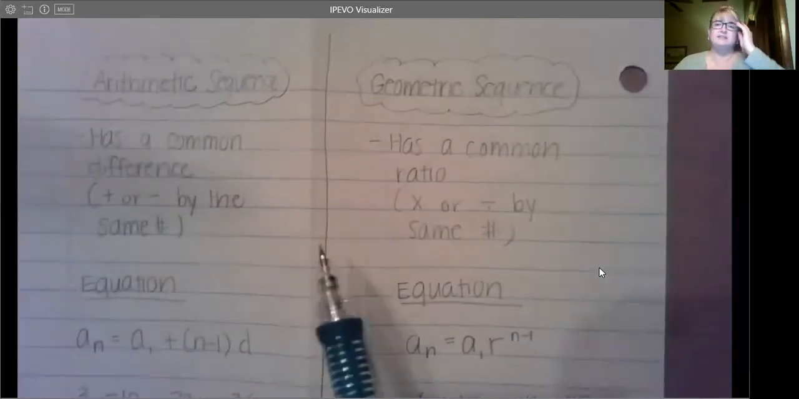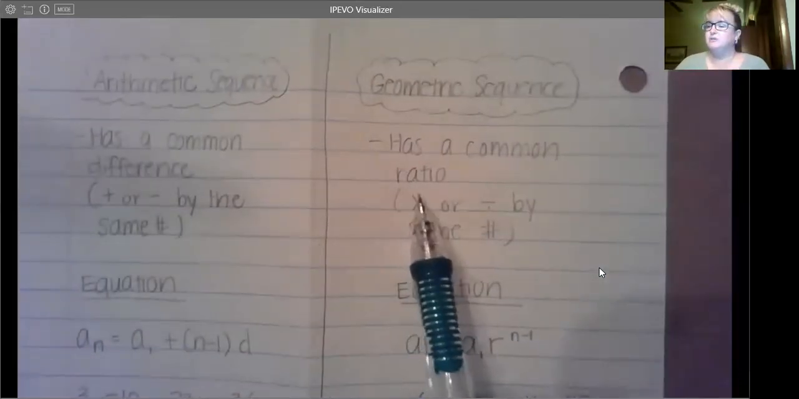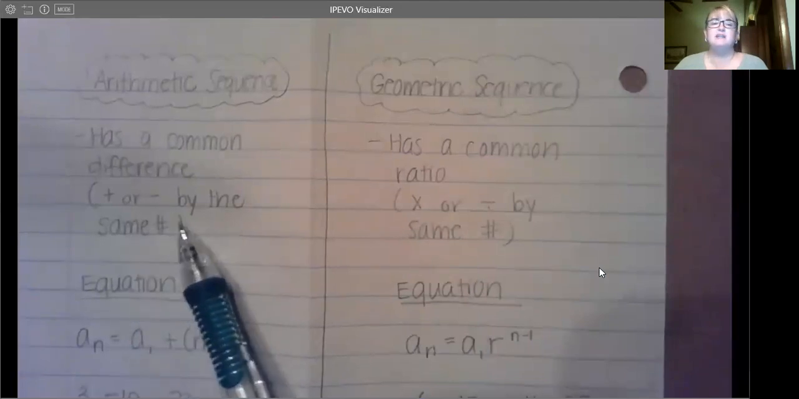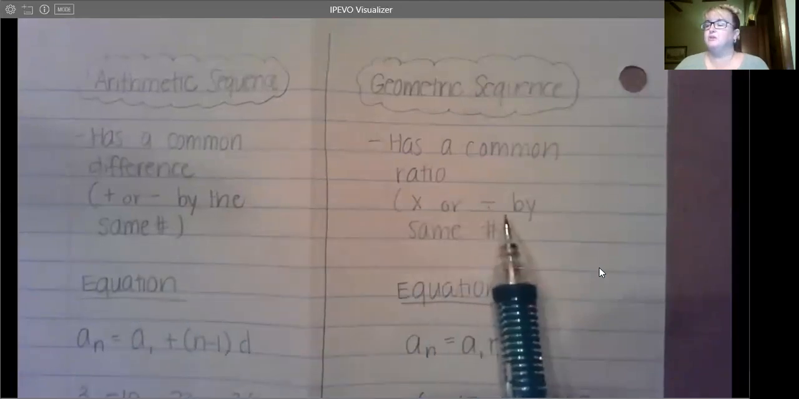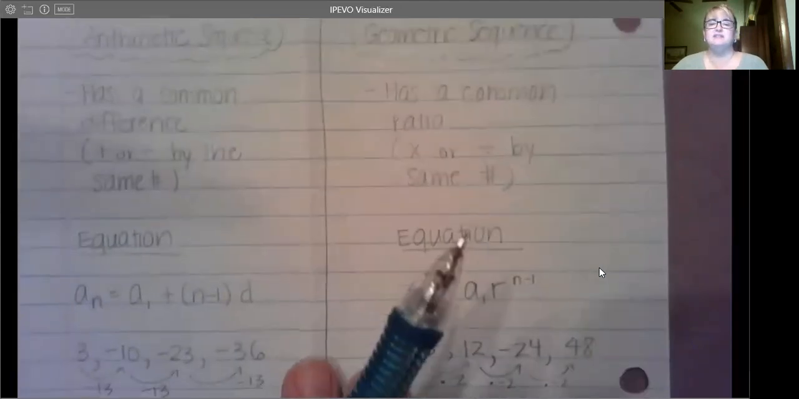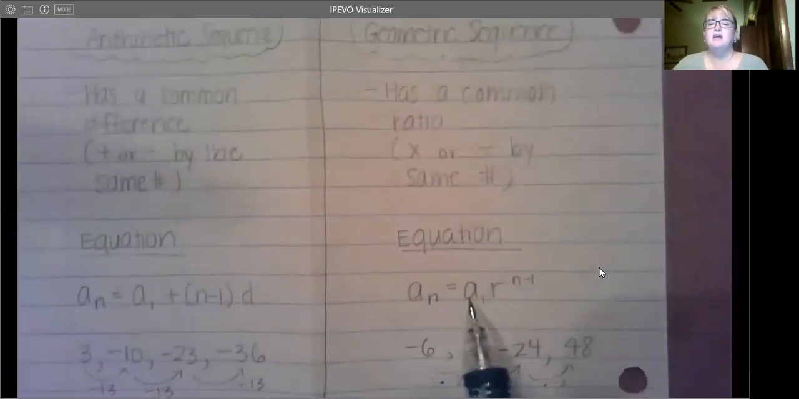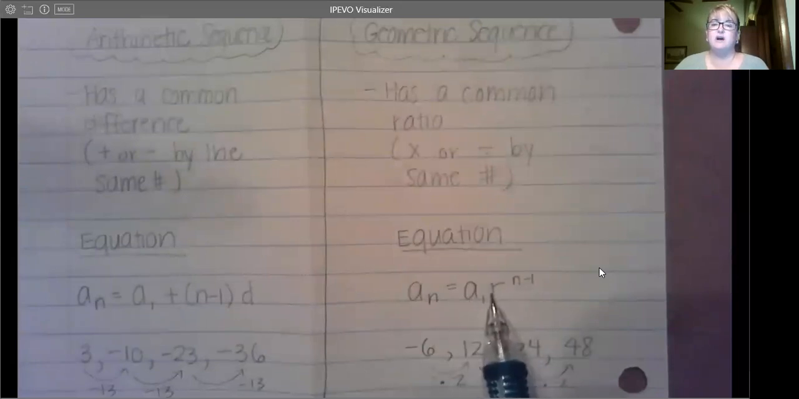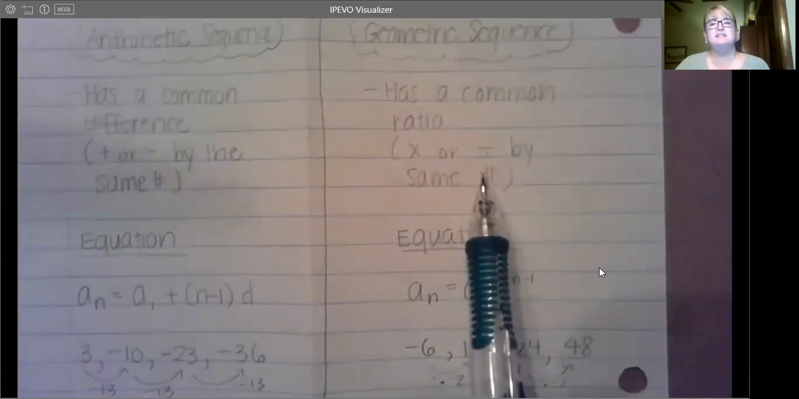A geometric sequence has a common ratio. So instead of adding or subtracting by the same number, you are multiplying or dividing by the same number. The equation looks different. To find any term, a sub 1, again, is the first term. R stands for the common ratio. The common ratio is what you are multiplying by, okay? So what's your multiplier?